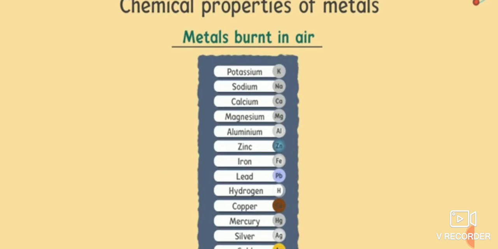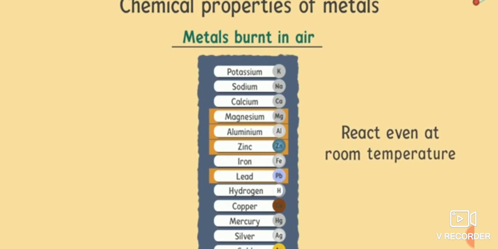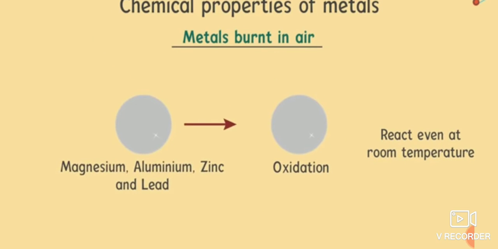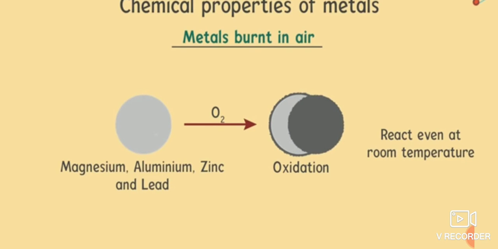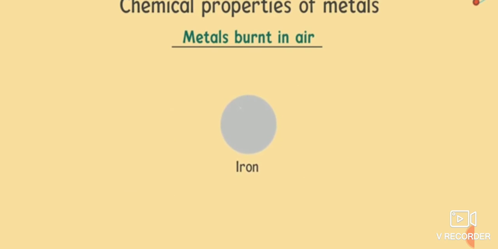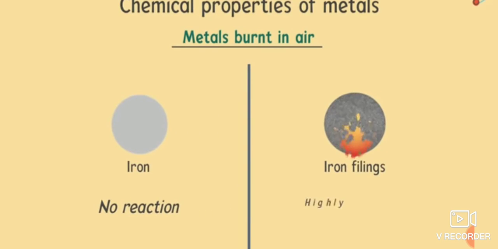What about the other metals? Metals such as magnesium, aluminium, zinc, and lead also react with oxygen at room temperature, but they react a bit differently. When they react with oxygen, their surfaces get covered with a thin protective layer of oxide. This layer protects the inner part from being oxidized. What about iron? Iron doesn't burn on heating, but iron filings burn vigorously after being heated.